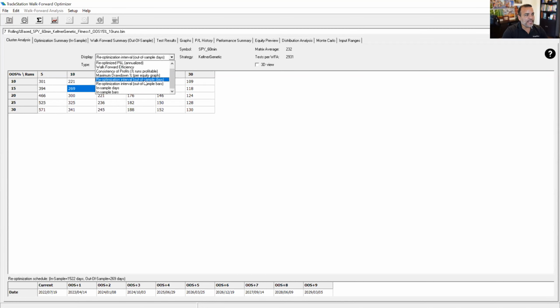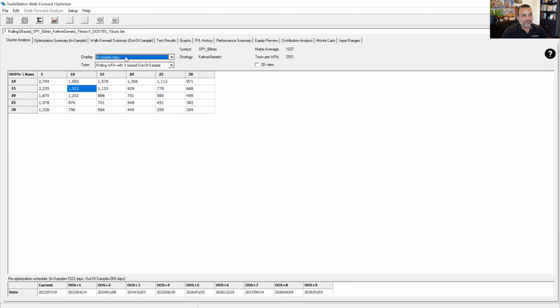And you can see it in number of days, and you can also see it as a number of bars. How many bars does it need for the optimization to be suggested? And these two at the very end just give you how many days and how many bars were in the in sample section of the data.